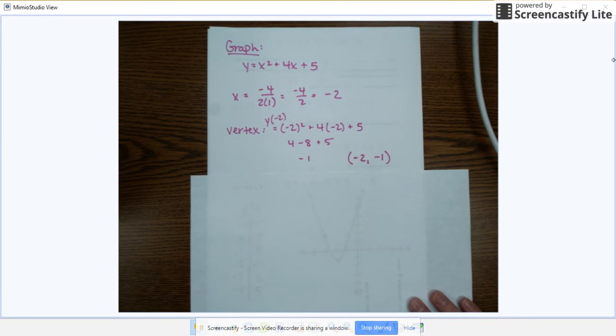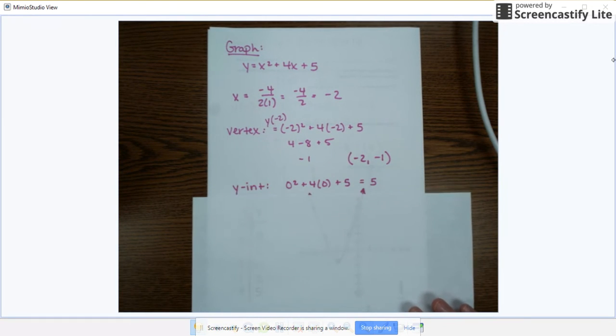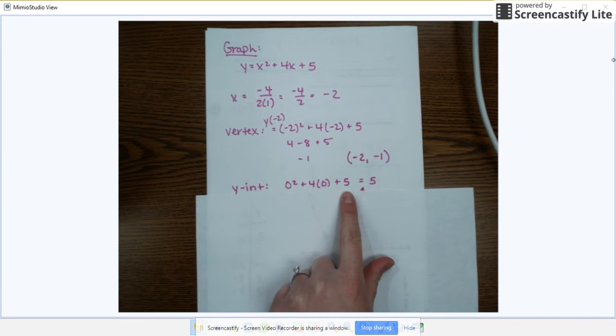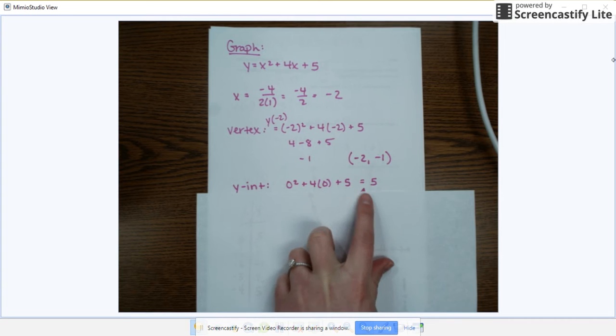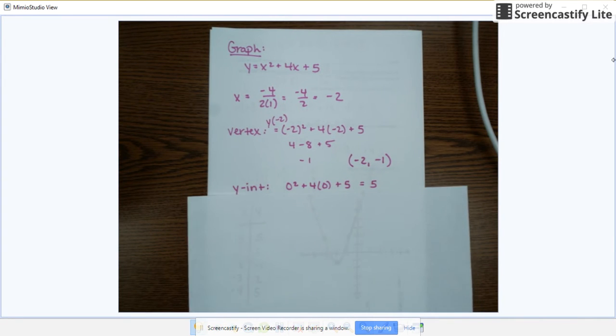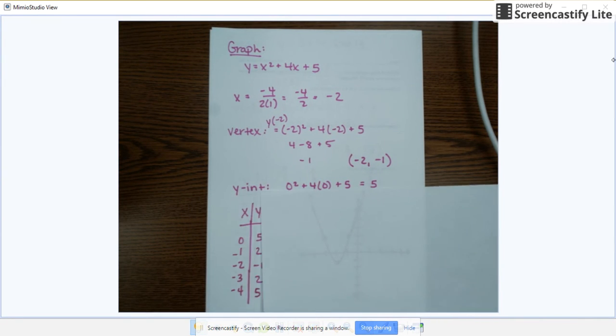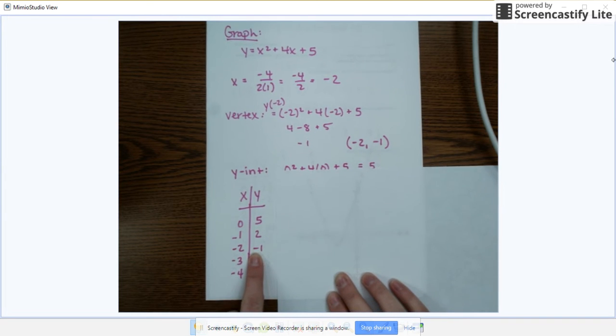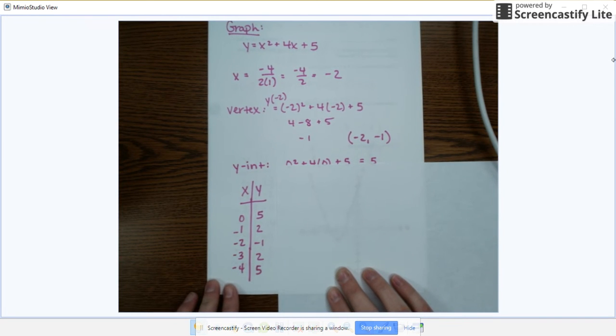Then I can also find my y-intercept by plugging 0 into my equation, because remember, your y-intercept is always on your y-axis, which means your x value is 0. So 0 squared plus 4 times 0 plus 5, those are both 0, leaving us with 5. So I'm going to create a table. Notice I put my vertex right in the middle of this table because that's the center of our graph, or the middle of our graph.